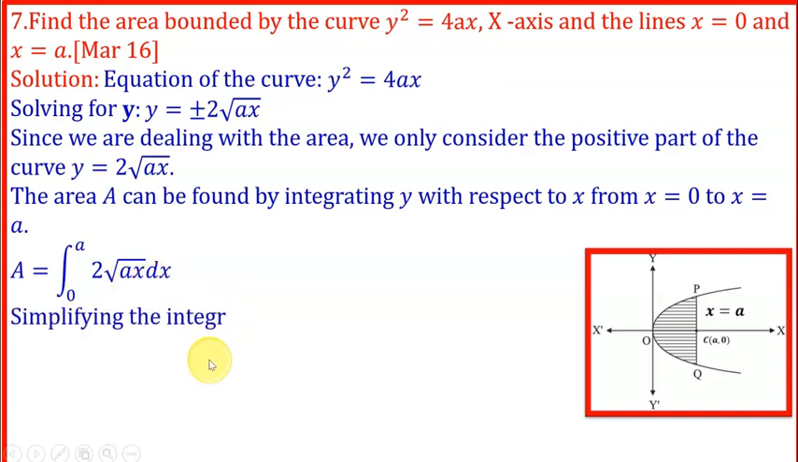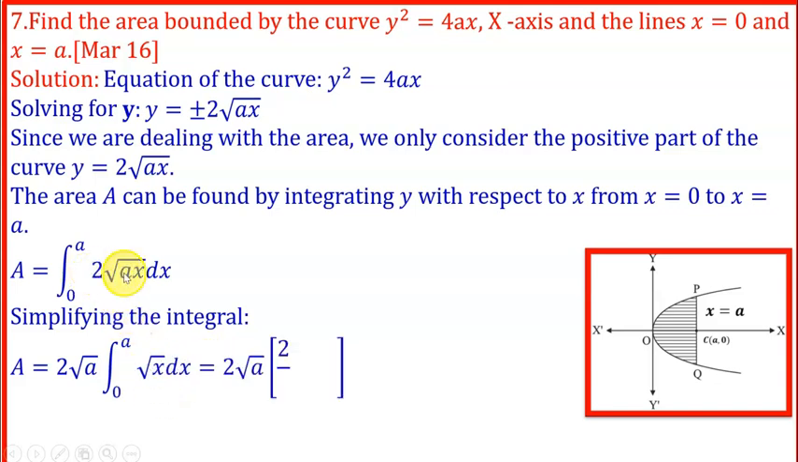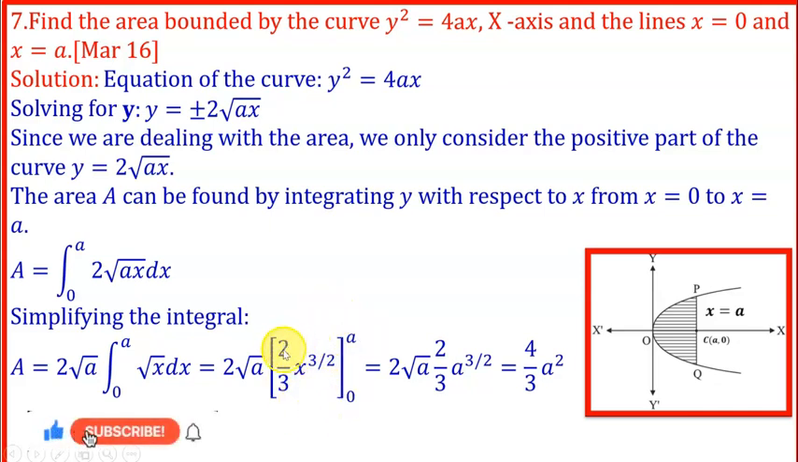Simplifying the integral, you will get here 2 root a, which is a constant, times the integral from 0 to a of root x dx. The integral of root x is x raised to 3 by 2 upon 3 by 2. Then after multiplying by the reciprocal, you will have 2 by 3 into x raised to 3 by 2. Lower limit is 0, upper limit is a. Substitute here, replace x by a.